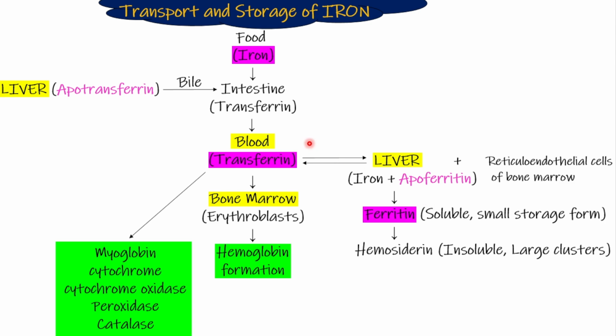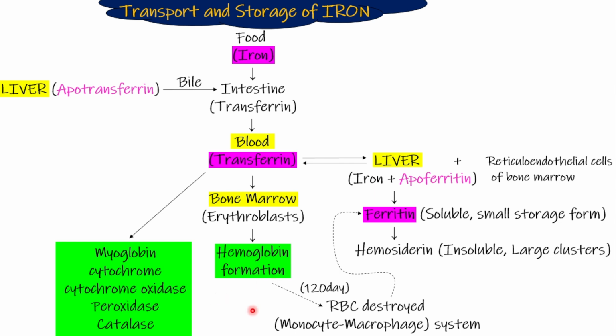Okay. So the iron has been transferred to the bone marrow, utilized, and stored. Now, one other source of iron is when the red blood cells complete their 120 days of life cycle and are destroyed. These RBCs are eaten up by the monocyte macrophage system, and their iron comes out of the RBCs. This iron is then stored in the form of ferritin.